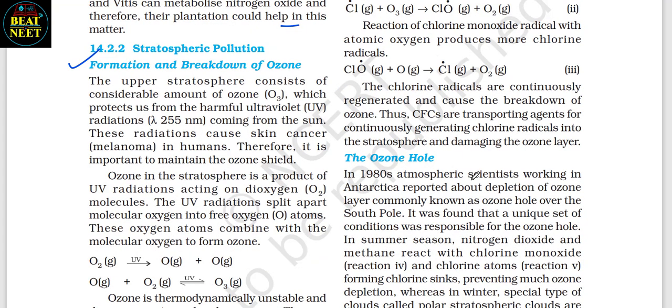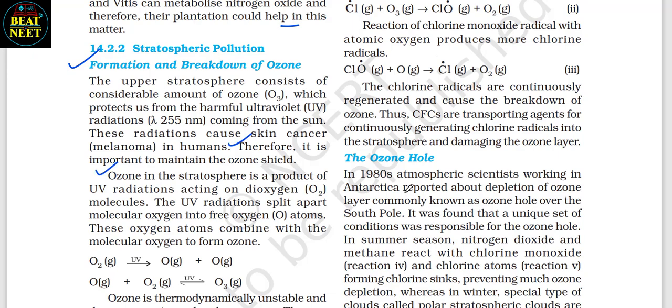Stratospheric pollutant formation and breakdown of ozone. The upper stratosphere consists of a considerable amount of ozone which protects us from the harmful ultraviolet radiations, that is lambda 255 nm, coming from the sun. These radiations cause skin cancer, melanoma in humans. Therefore, it is important to maintain the ozone shield.